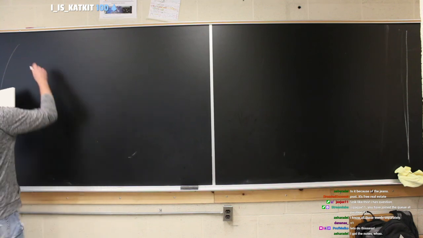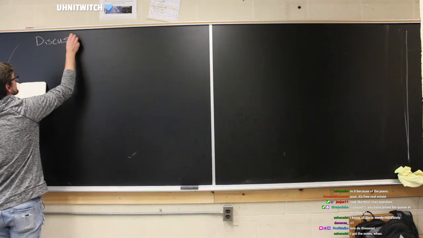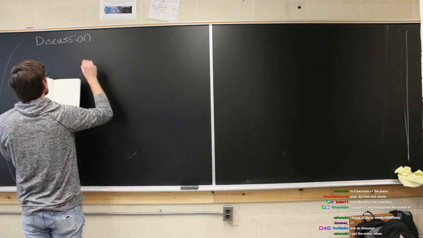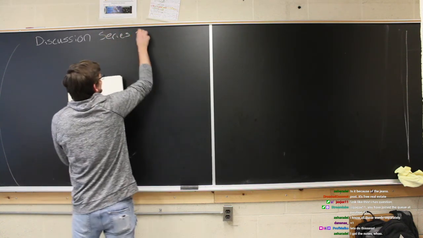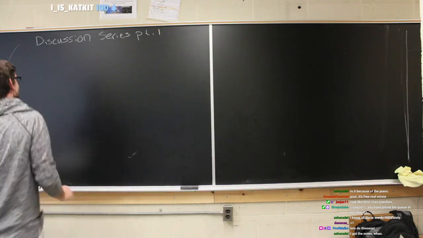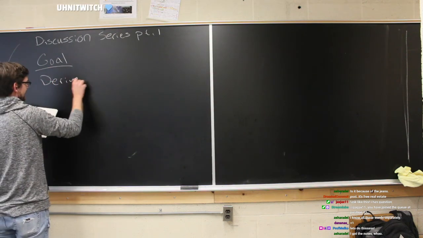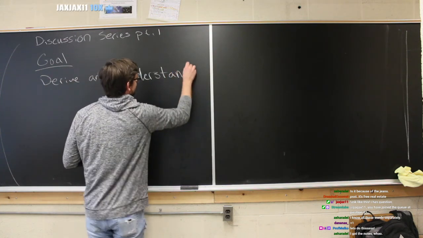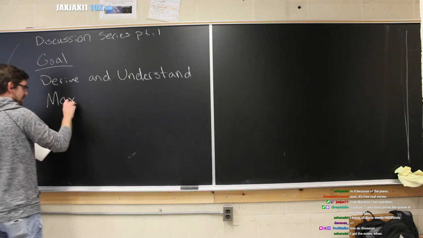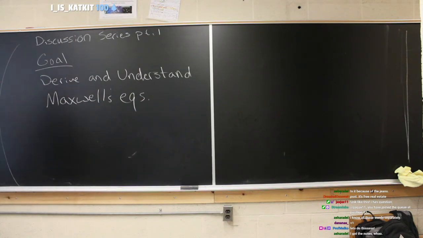But I think on this first day, we're going to be doing discussion. Did I spell that wrong? I don't want to talk about it if I did. Discussion series. It just looks weird to me. Part 1. The overall goal of this is to derive and understand Maxwell's equations. And today we're going to see the first one, right? So let's lay out the Maxwell's equations first so that we have them and we've seen them.